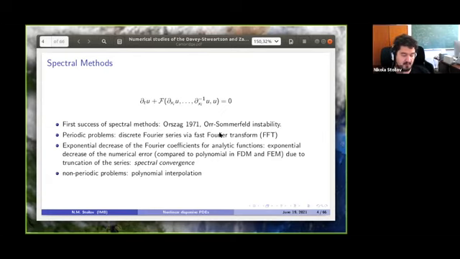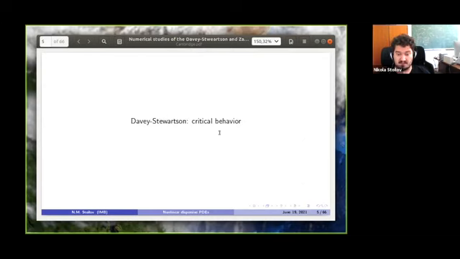For non-periodic problems, I'm actually not going to discuss this today. We are using polynomial interpolation, so we separate the computational domain into several subdomains. One of them may contain the point at infinity, and then we use globally defined functions in these domains to achieve spectral precision with appropriate boundary conditions on the patching of domains.